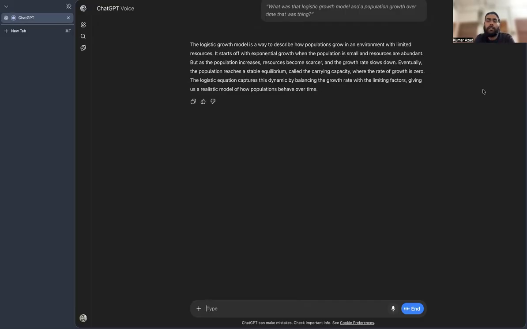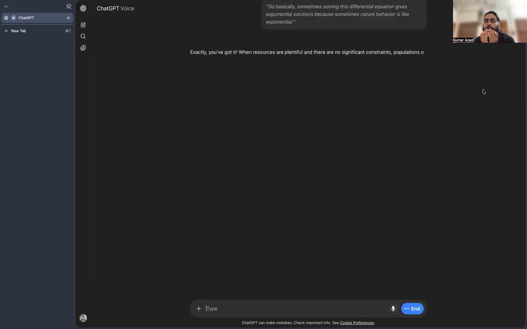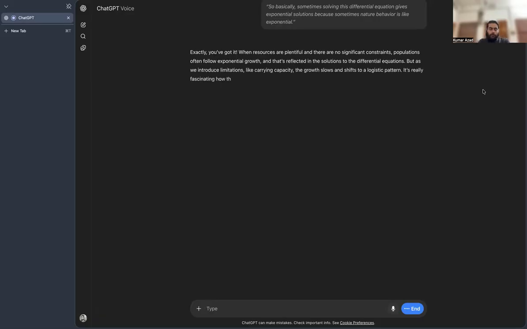So basically, sometimes solving this differential equation gives exponential solutions, because sometimes nature's behavior is exponential. Exactly, you've got it. When resources are plentiful and there are no significant constraints, populations often follow exponential growth, and that's reflected in the solutions to the differential equations. But as we introduce limitations like carrying capacity, the growth slows and shifts to a logistic pattern. It's really fascinating how these equations can capture both the exponential and the more complex growth patterns in nature.